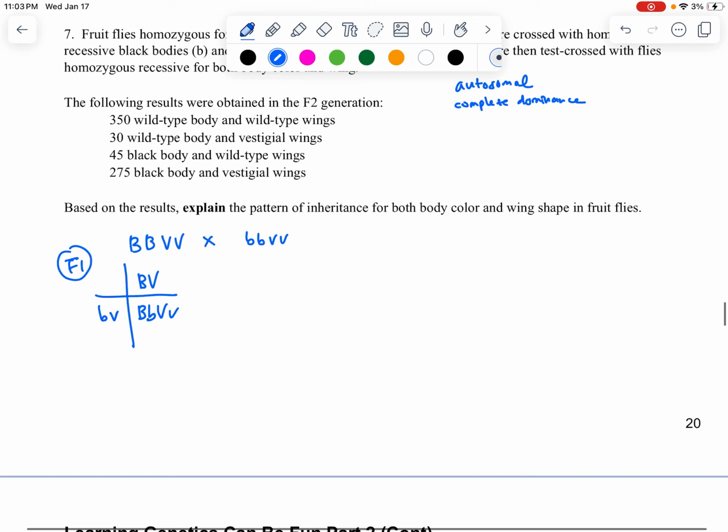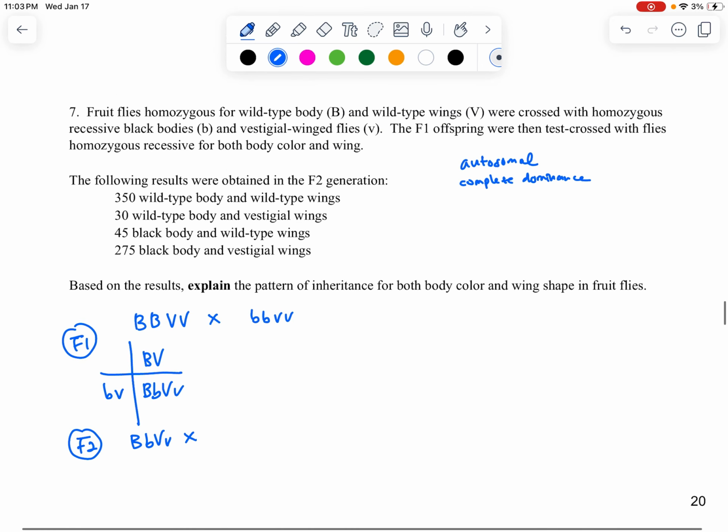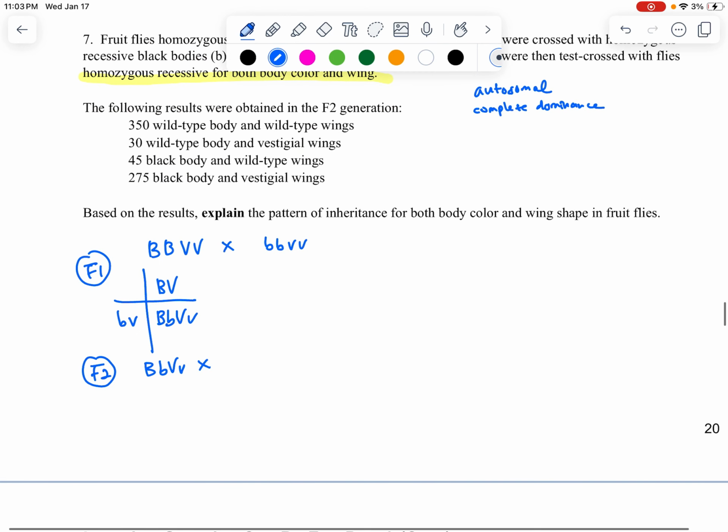In this case, to make the F2, what you are actually doing is crossing one of the F1 individuals with a test cross subject, right? It says test cross with flies homozygous recessive for both body color and wing. So little b, little b, little v, little v. This is actually how we make F2 here.